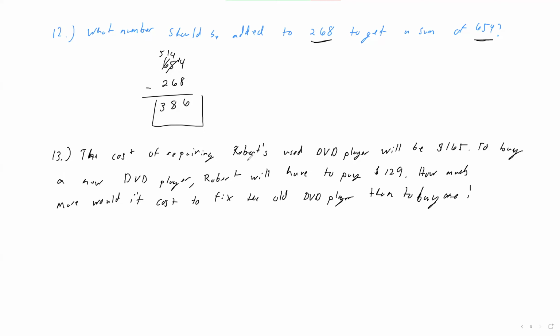So again, basically the cost of repairing Robert's used DVD player is $165. To buy a new one, it'll be $129. So how much more would it cost to fix rather than just buy one? So again, you're just going to take the bigger value here, and you're going to subtract it from the smaller value to figure out what the difference is. So 5 minus 9 cannot be done, so I have to borrow, turn that into a 5, turn that into a 15. 15 minus 9 gives me 6. 5 minus 2 gives me 3. 1 minus 1 gives me 0, so I have nothing in the hundredths place. So the difference is $36 to just go ahead and buy a new one.